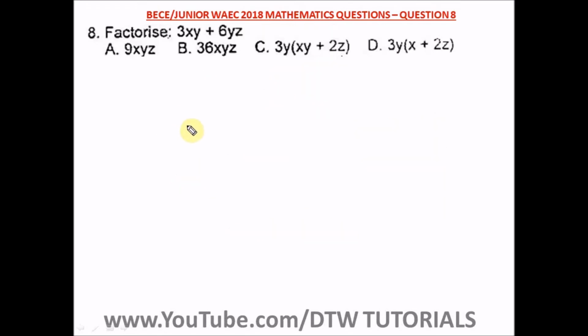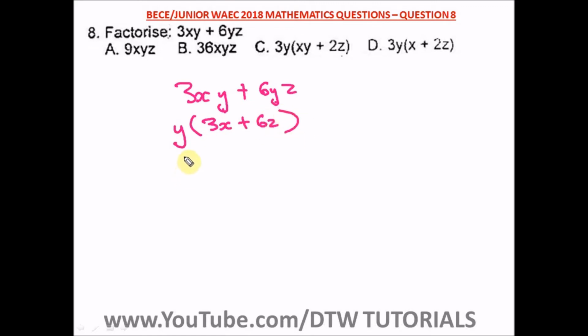Question 8 of the BECE Junior WAEC 2018 Mathematics Past Question. That's your OBJ question 8. It says factorize this. I hope you know factorization. Factorization is simply bringing out the common terms between numbers. So we have 3xy plus 6yz. You can see here we have a common y and y. We can simply bring out y, and we're left with 3x plus 6z.